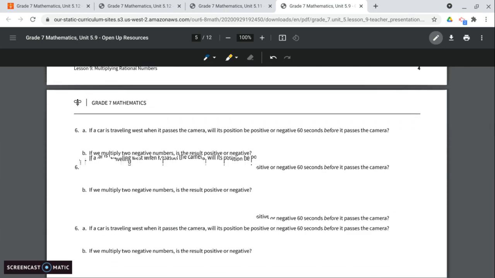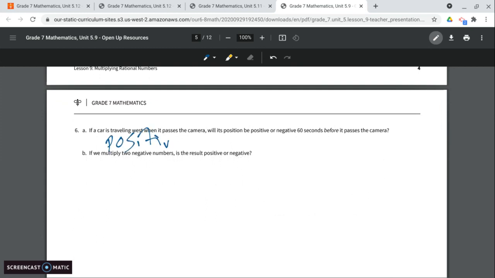If a car is traveling west when it passes the camera, will its position be positive or negative 60 seconds before it passes? So it will be at a positive position beforehand. And if we multiply two negative numbers, is the result positive or negative? It is positive. Two negative numbers multiplied together give us a positive solution. A positive and a negative give us a negative solution, and 2 positives give us a positive solution.